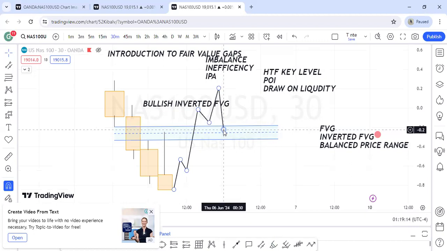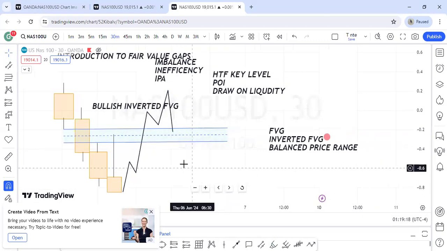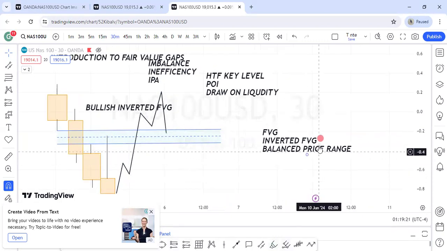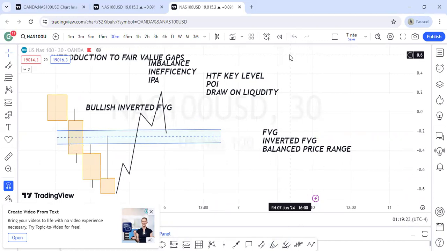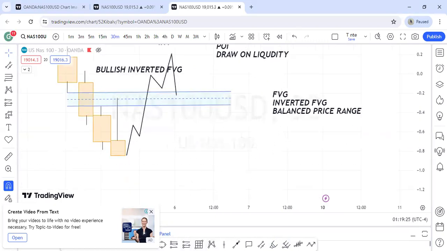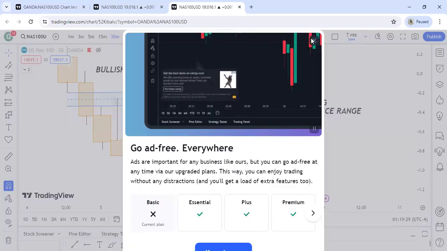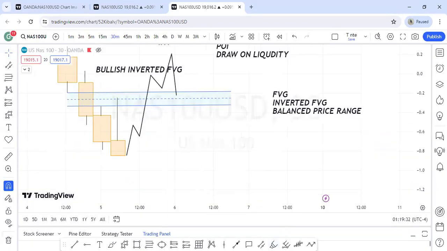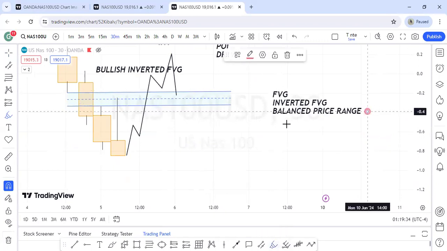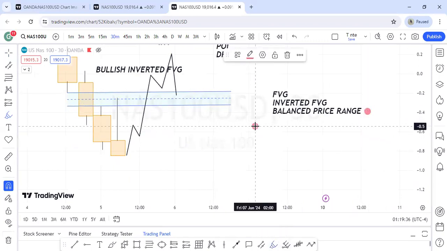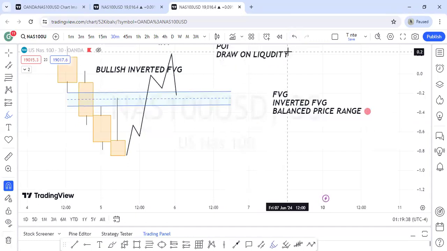Now, for the last one, which is what? A balanced price range. That is also very simple as well. I'll show you guys the examples for each one. So for a balanced price range, this is not the one I'm talking about. All right, for a balanced price range, that is when we have overlap. That means you see two fair value gaps overlapping.